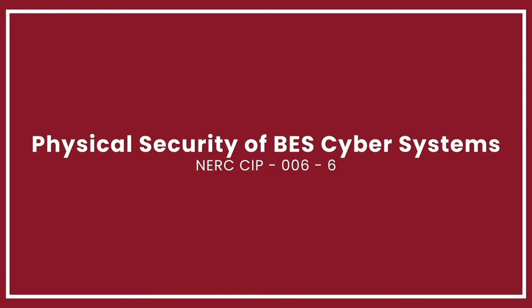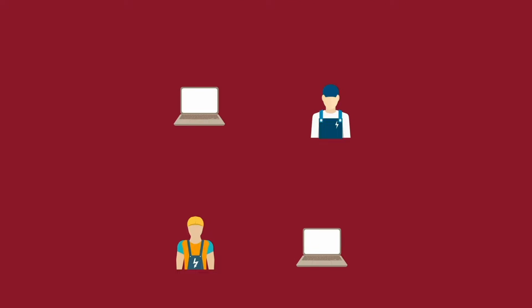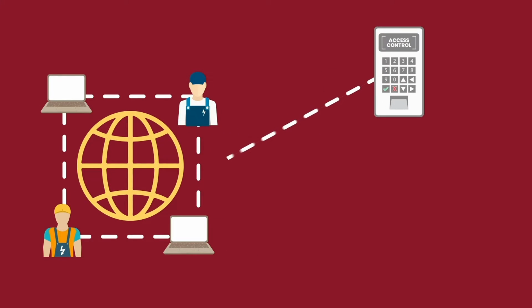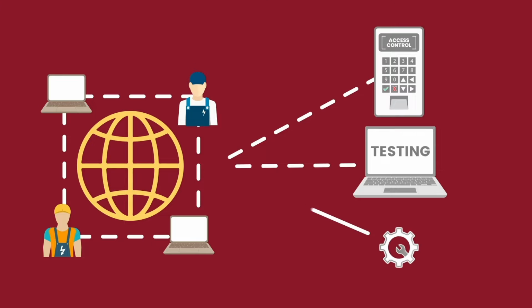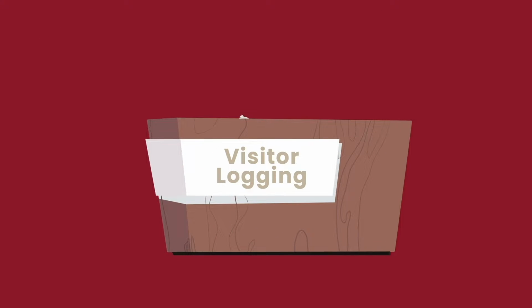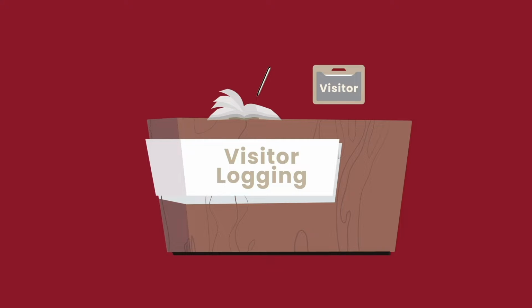Physical security of bulk electric systems cyber systems. This standard involves physical and operational controls in connection with a physical security perimeter, testing, and maintenance program, also addressing visitor control, such as requirements for visitor escorts, logging requirements, and visitor log retention.